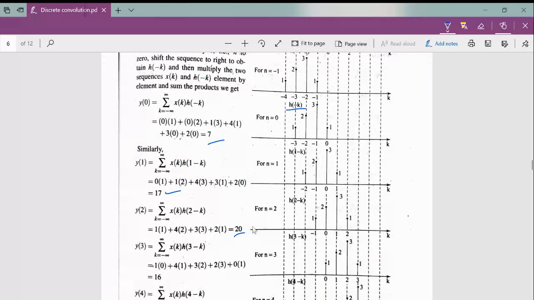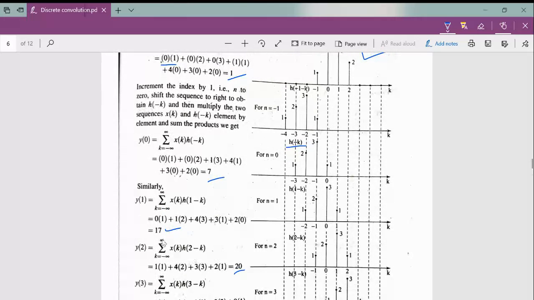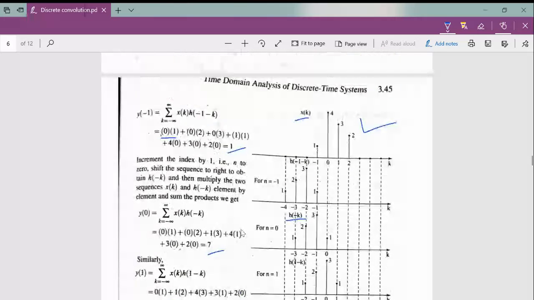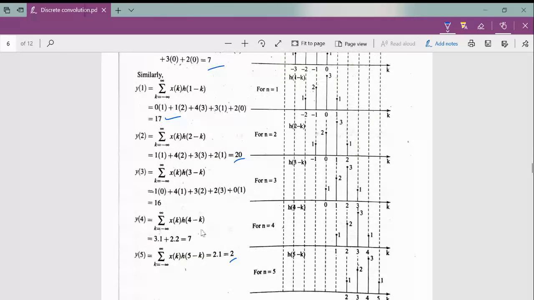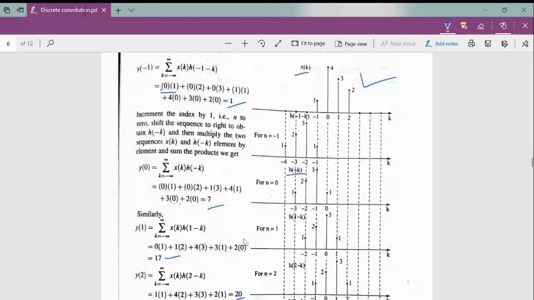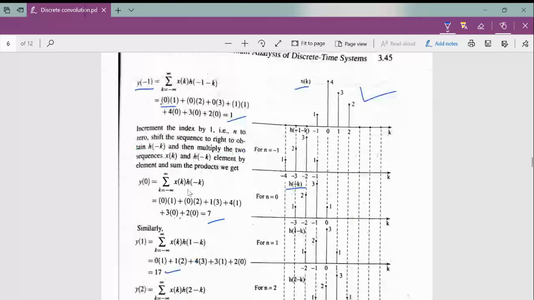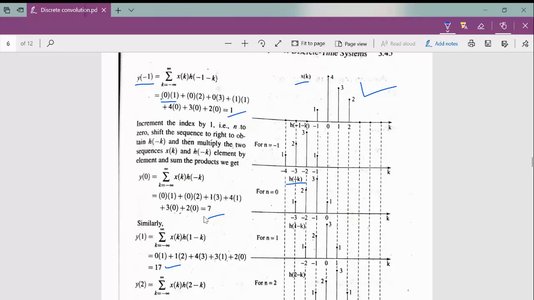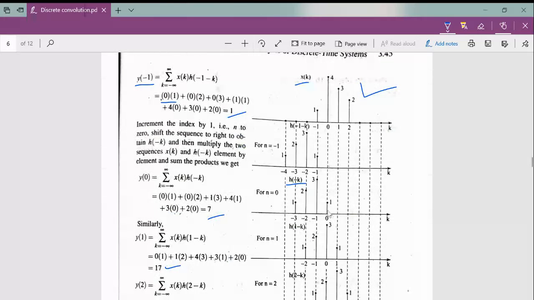The convolved sequence y of n will be equal to curly bracket 1, 7, 17, 20, 16, 7, 2. We know that the convolved sequence starts from minus 1, and we should put an arrow under the value at 0, so the arrow goes under 7. This is how we perform graphical convolution.